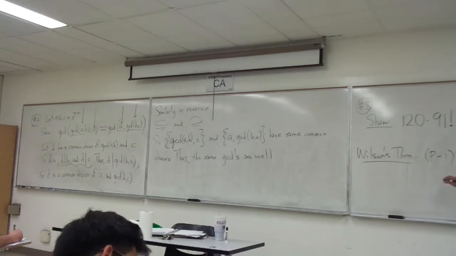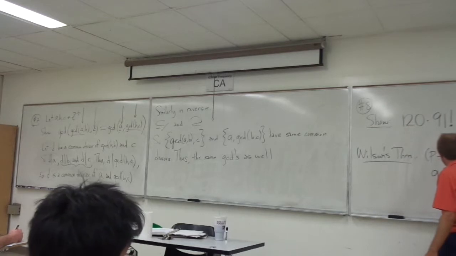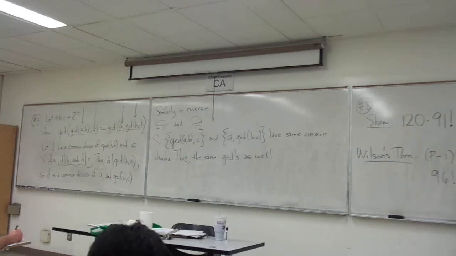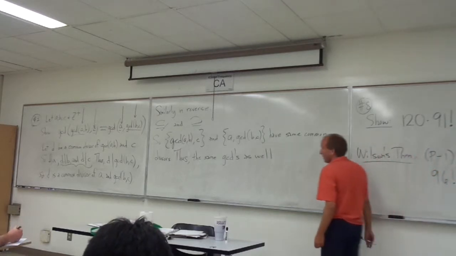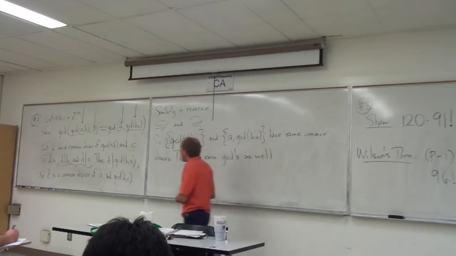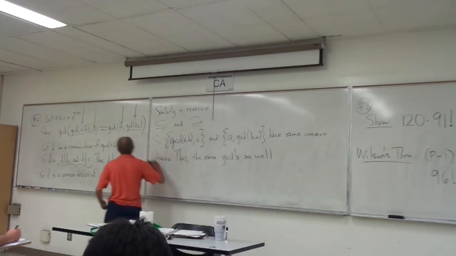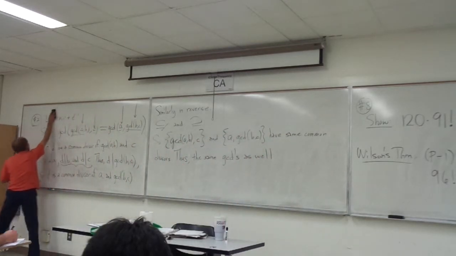So according to Wilson's theorem, 96 factorial is congruent to negative 1 mod 97. Negative 1, thank you. Just checking. Okay, so we look at the question we're being asked, we don't have a 96 factorial over there, so what do you propose we do?